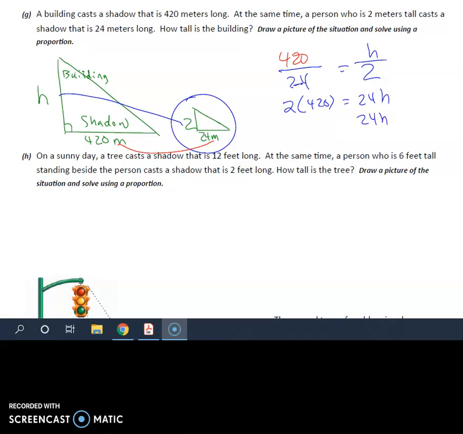So 24h is equal to 840. And if I divide by 24, the height of the building will be 35 meters. So this is a very tall building because again, a meter is about 3 feet. So we're looking at buildings about 105 feet. So it's at least 10 stories.